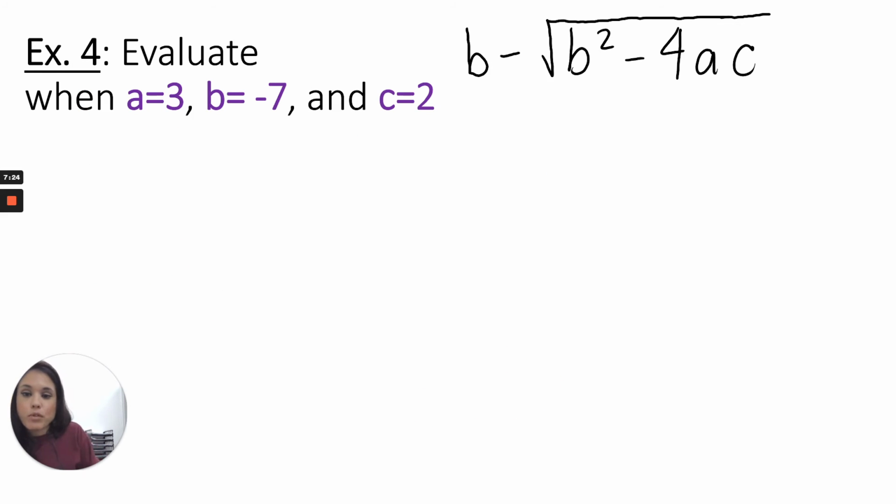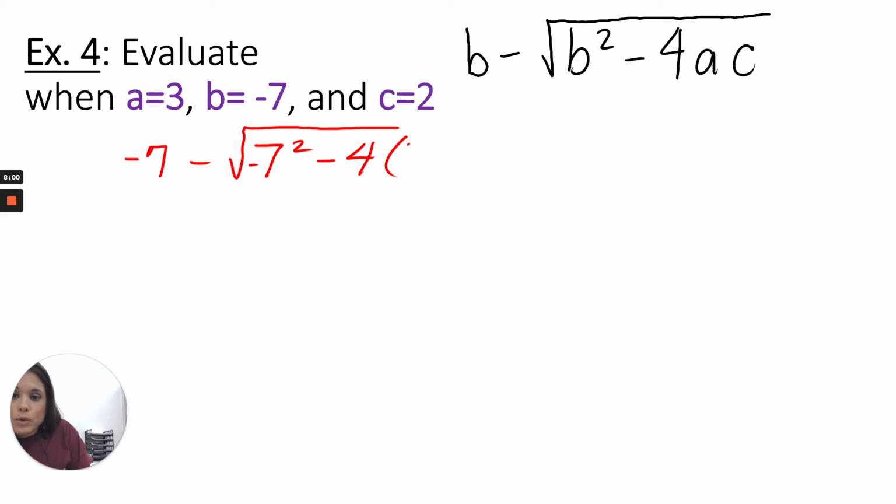One last example for you all. Evaluate b minus the square root of b squared minus 4 times a times c, when a equals 3, b equals negative 7, and c equals 2. So let's fill these variables in with their number values. B is negative 7, minus the square root of negative 7 squared minus 4 times a, which is 3, and c is 2. All right.